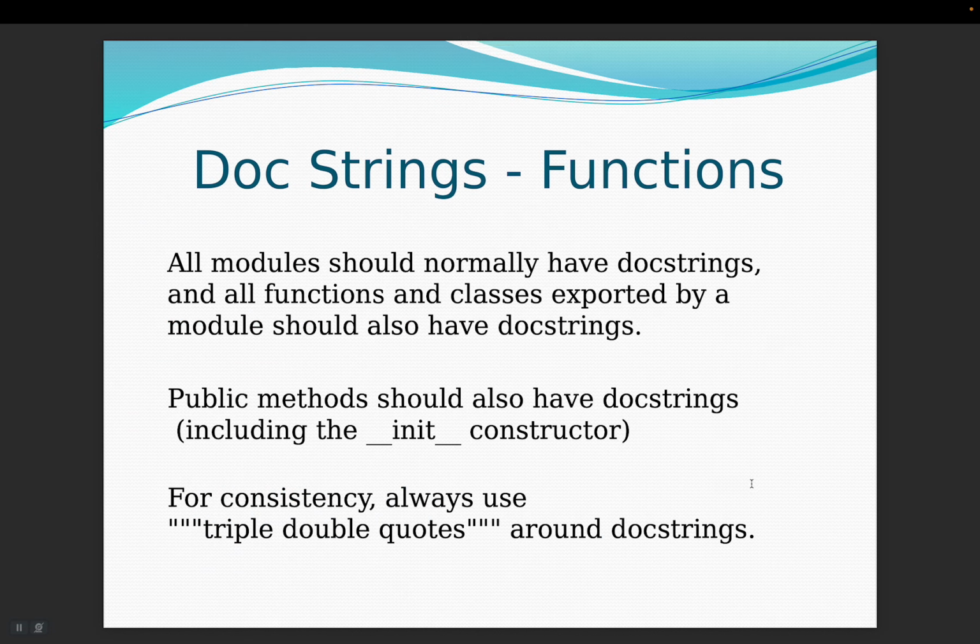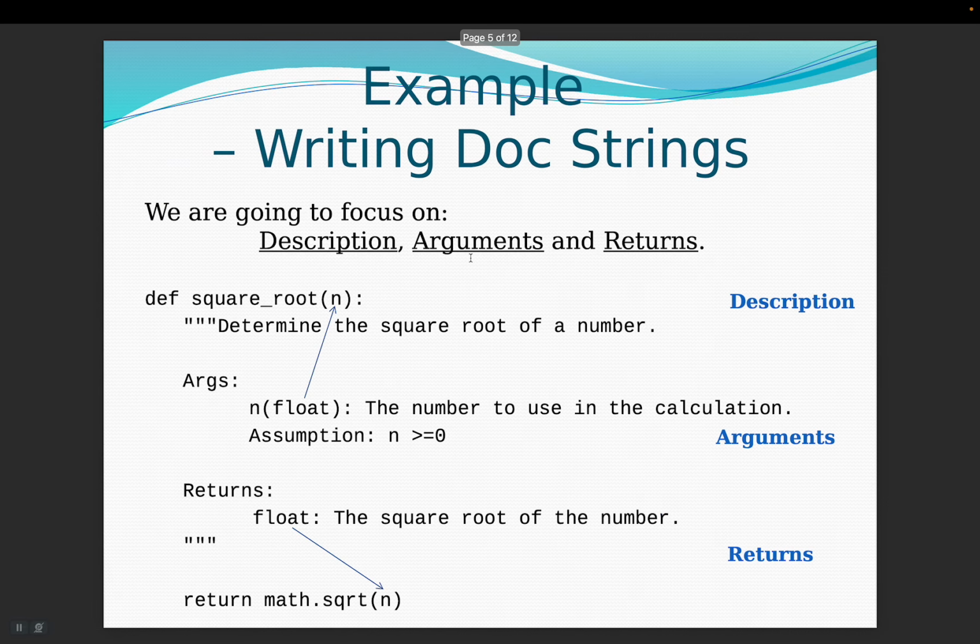So doc strings for functions. All modules should normally have doc strings, and all functions and classes exported by a module should also have doc strings. Public methods should also have doc strings, including the __init__ constructor. We'll find out more about this. So for consistency, always use triple double quotes around doc strings.